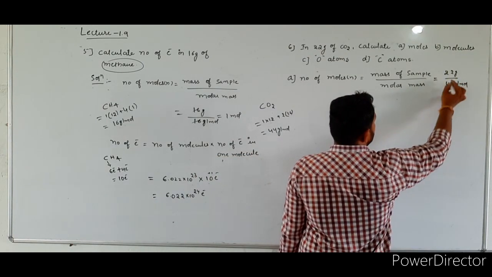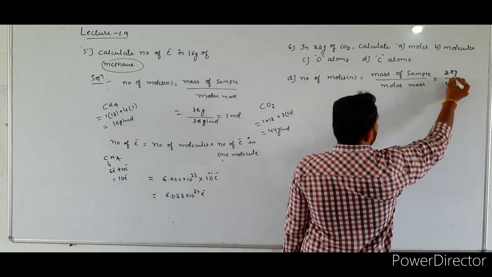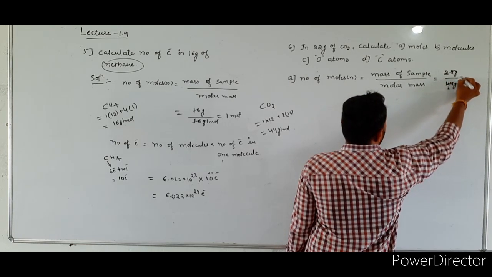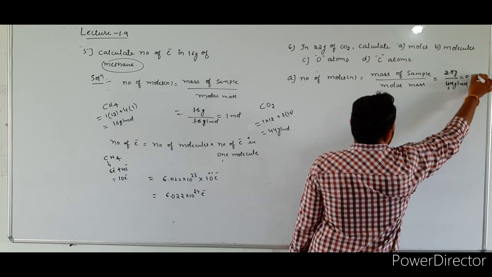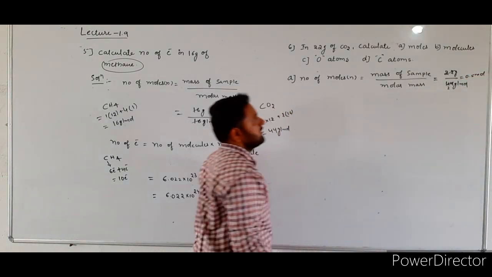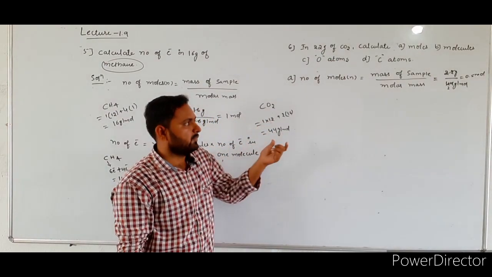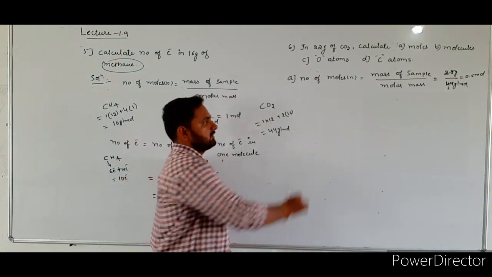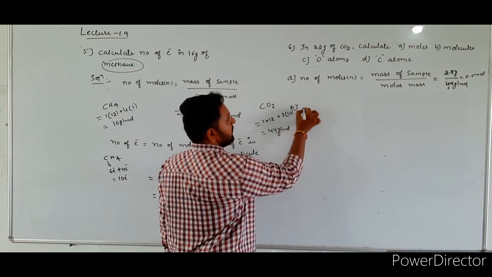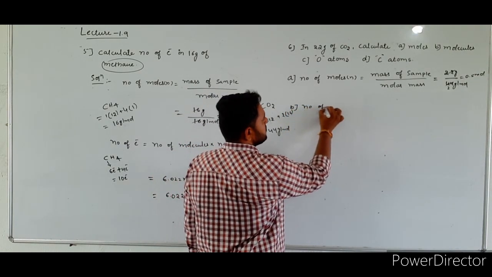Now divide these two. 22 ones, 22 twos, means 1 by 2. 1 by 2 means 0.5 mole. How many moles are present in 22 gram of carbon dioxide? There are 0.5 moles present. Next, number of molecules.